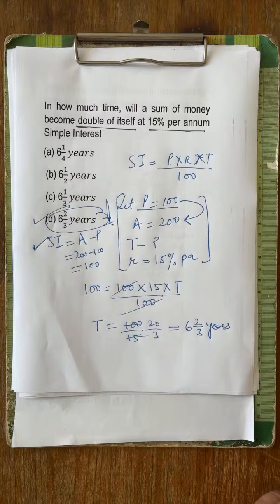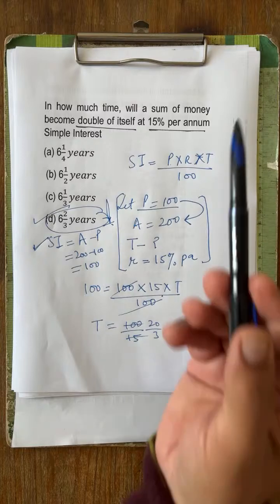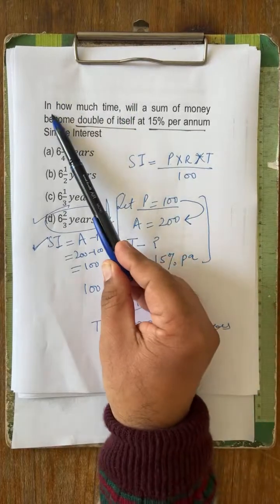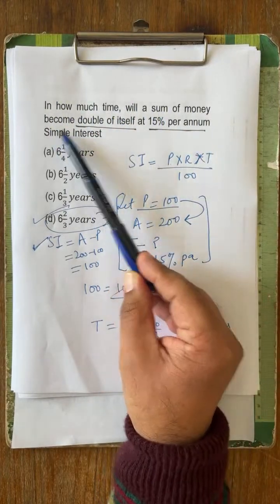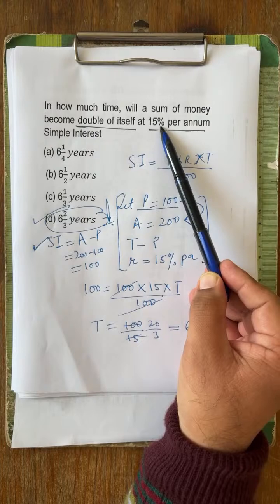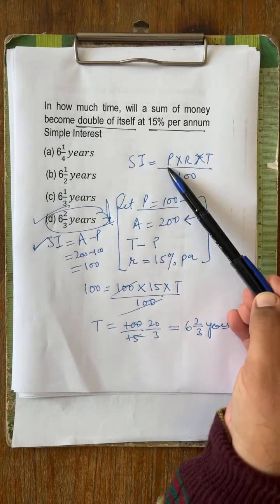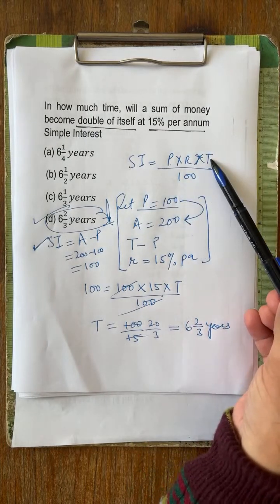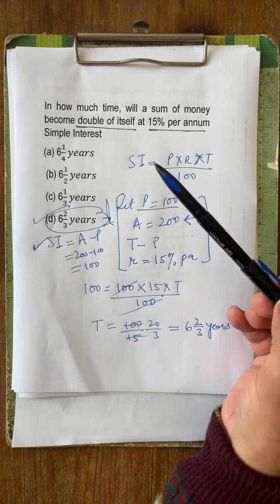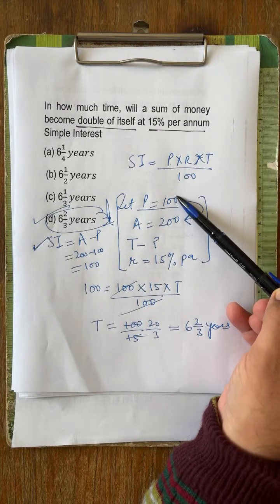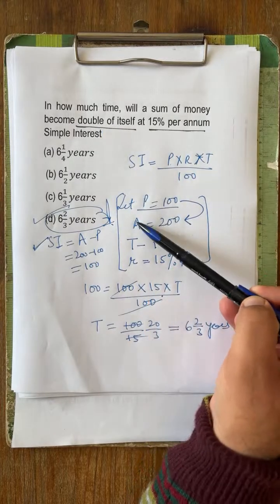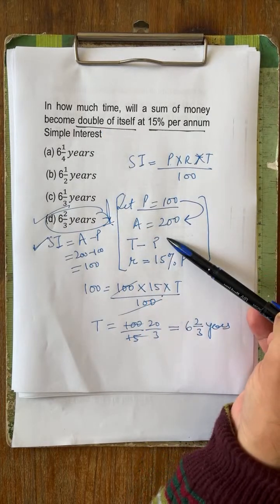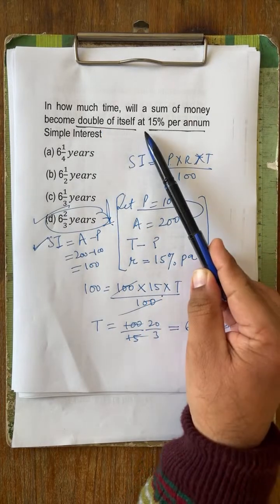Now the question is not so dangerous. Let me repeat, in how much time the sum of money doubles itself at 15% per annum. Simple interest is principal into rate of interest into time upon 100. Suppose the principal is 100. Now it's double itself, so amount is 200. We have to find the time and rate of interest is 15.